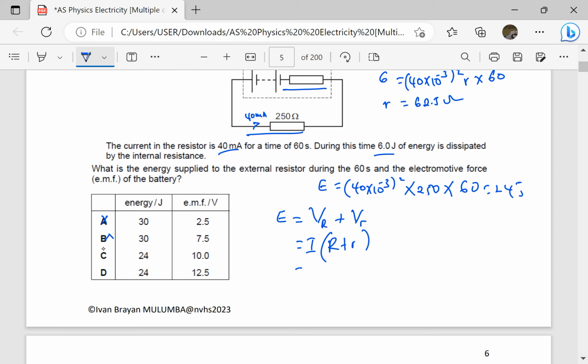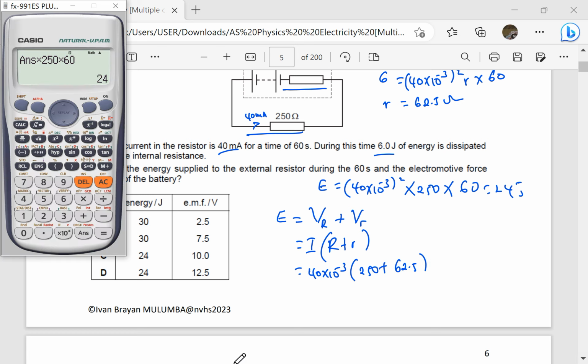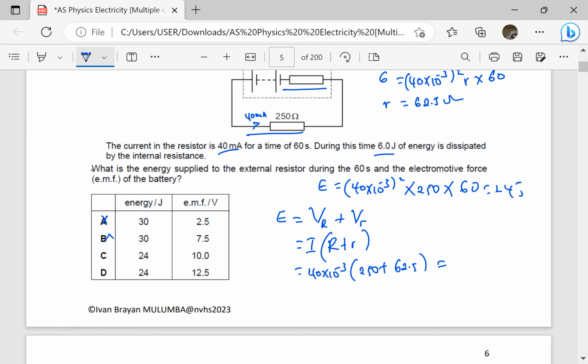So the e.m.f is going to be the current, which is 40 times 10 to the power negative 3, times the big resistance, which is 250, plus the internal resistance, which is 62.5. So this is 250 plus 62.5, then times 40 times 10 to the power -3. That gives us 12.5. So the answer here is 12.5 volts, which makes the answer D.